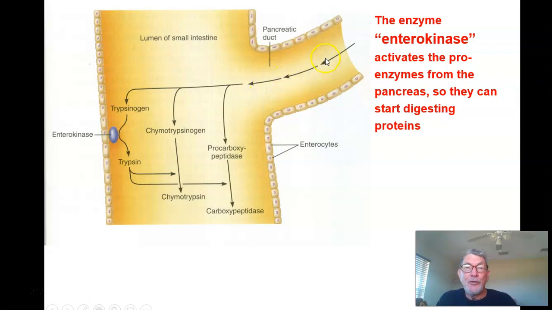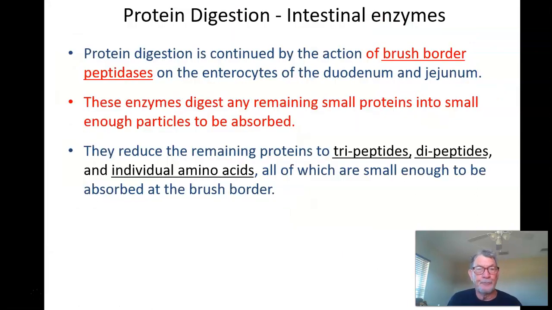So we have a trypsin inhibitor here to keep it from activating too soon. And then we have an activator here called enterokinase, the intestinal turnaround. It takes trypsinogen and turns it into trypsin. Trypsin activates chymotrypsin and carboxypeptidase. And then you have some brush border peptidases to do the final digestion.